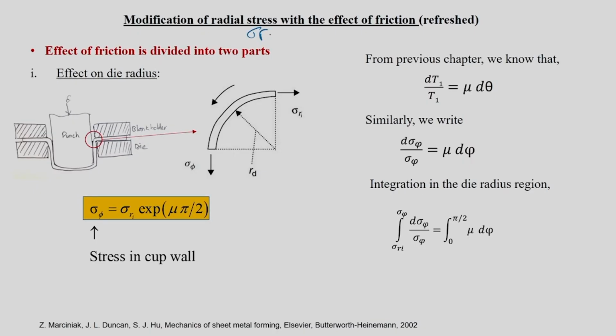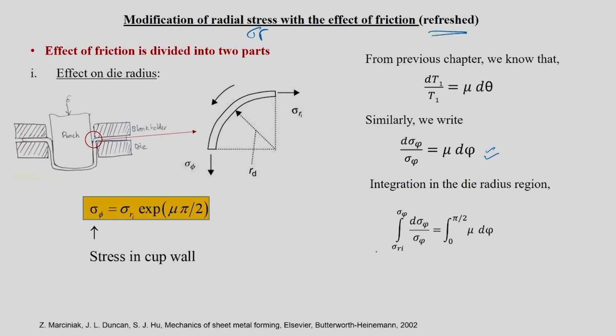Just before we go ahead in today's class, there was one small confusion in the last class, that these nomenclatures were not written properly with respect to the effect of die radius. While calculating sigma R, we took the effect of friction separately as compared to strain hardening. In the effect of friction there are two parts: one is the effect of die radius, and the other is the friction between the blank holder, die and the sheet. In the first part, the effect of die radius was not properly written in the last slide. So this is just to refresh and minimize the errors.